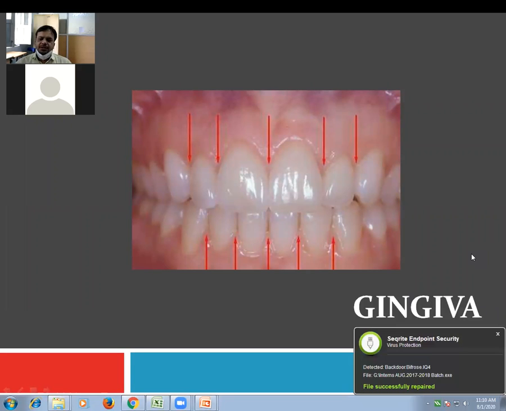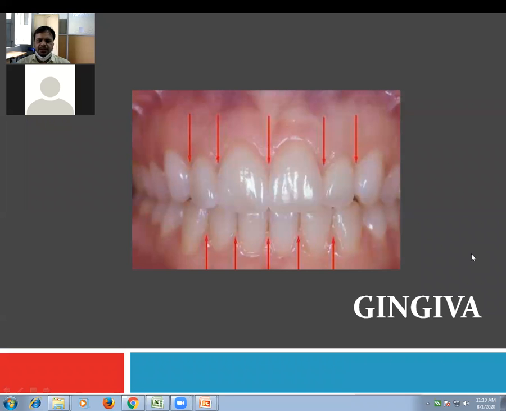Okay. So Gingiva is a component of the periodontium. The periodontium consists of four structures. One is gingiva, second one is periodontal ligament, third one is cementum, and fourth one is alveolar bone. These four structures comprise your periodontium. So gingiva.